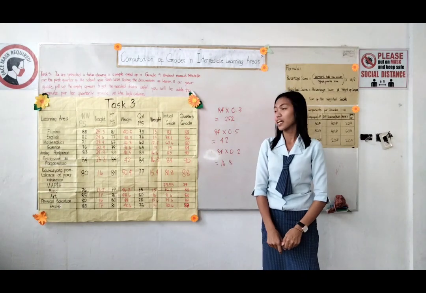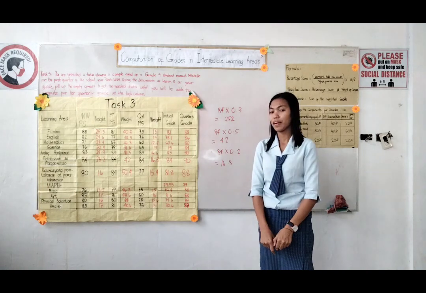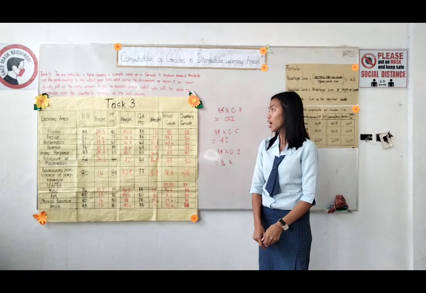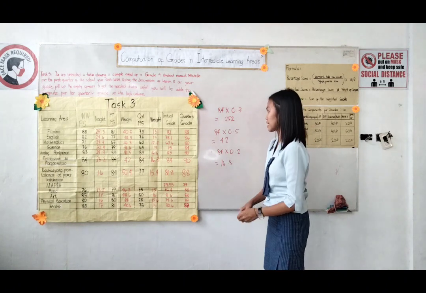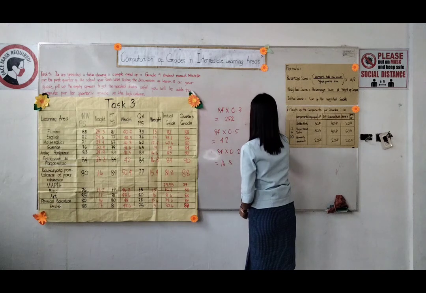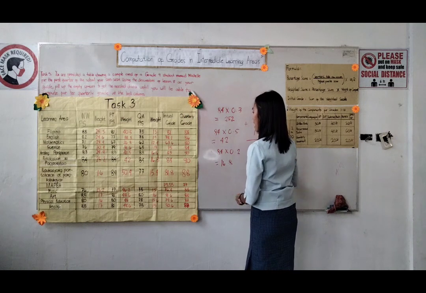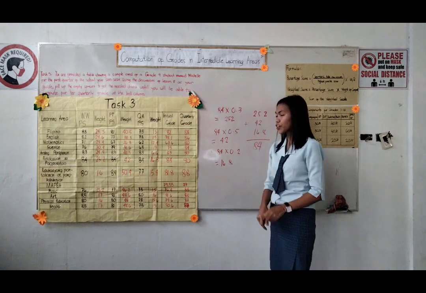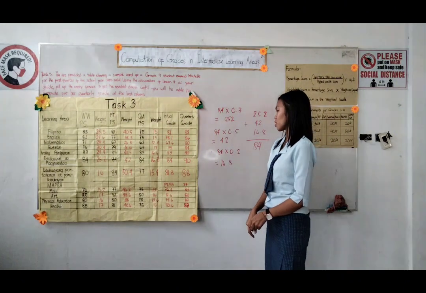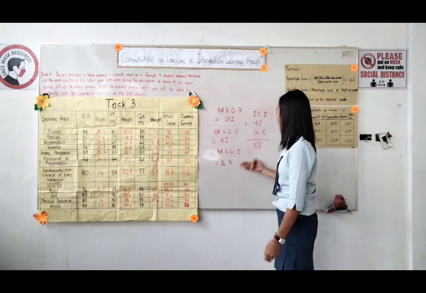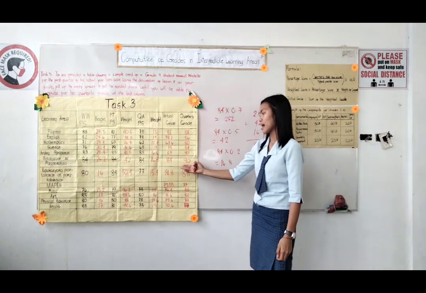In order to get the initial grade in Edukasyon sa Pagpapakatao, we need to add the weighted scores from written work, performance task, and quarterly assessment. So 25.2 plus 42 plus 16.8. So it has the total score of 84. In order to get the quarterly grade, we need to transmute 84 in the transmutation table provided by DepEd. So 84 is equivalent to 90.